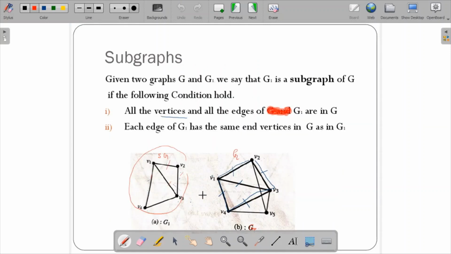For example, if you go back over here, check for V1, V2, V3, V4. You mentioned V1, V2, V3, V4, whatever the edges for those, they are there. V4 to V5, we did not mention any vertex. V5 vertex itself we have not mentioned.